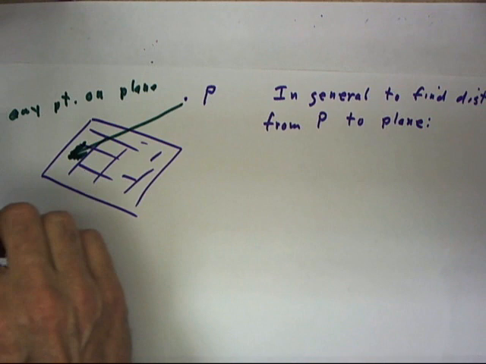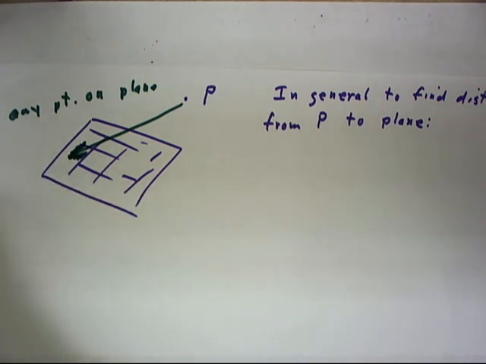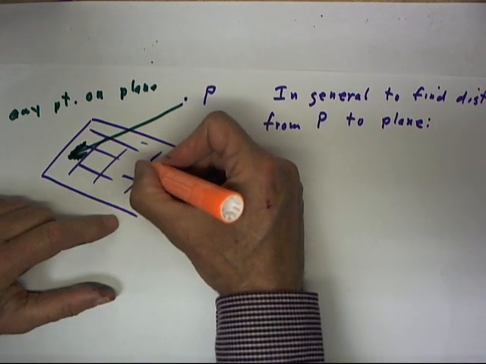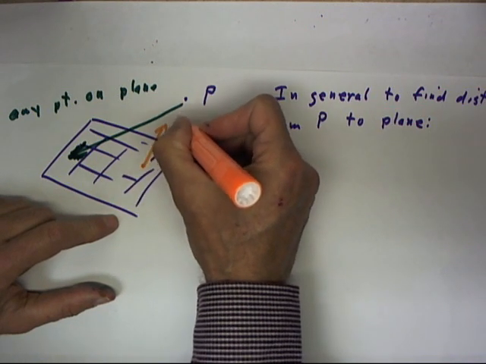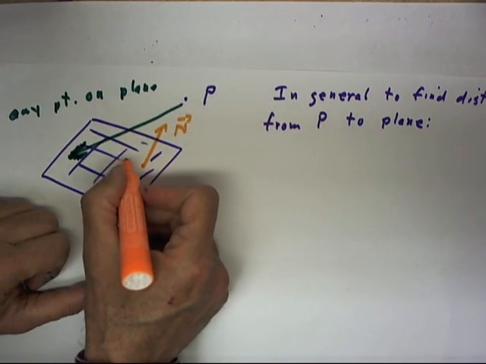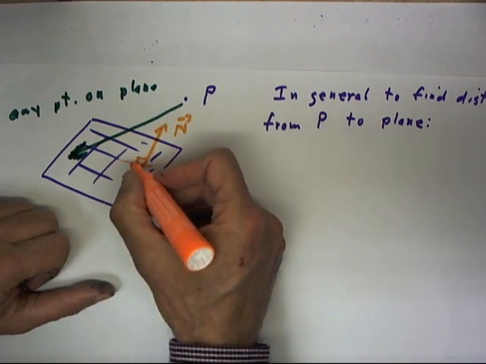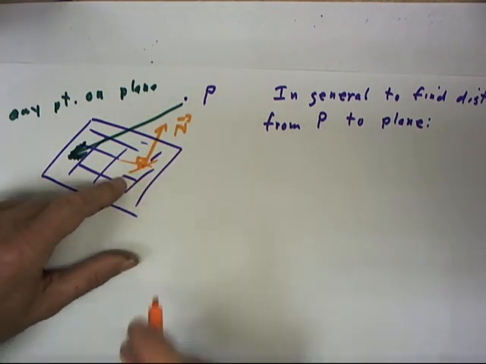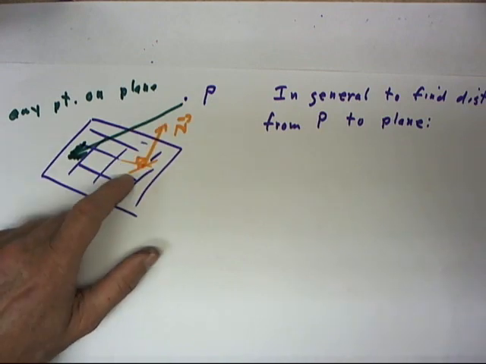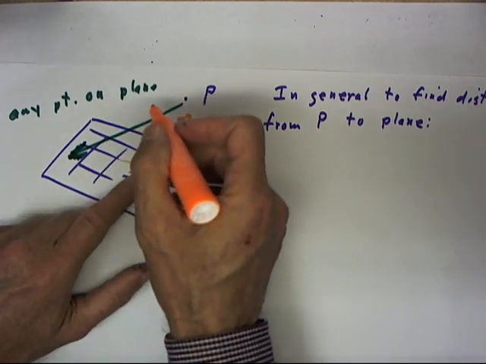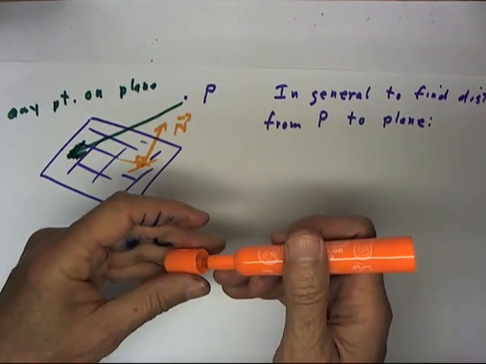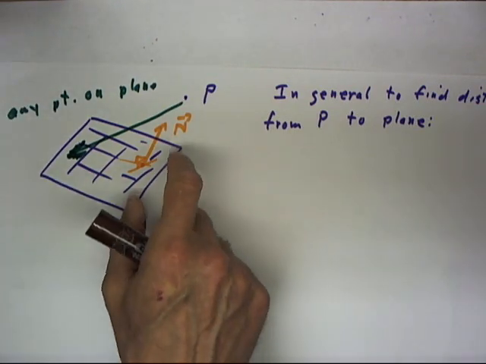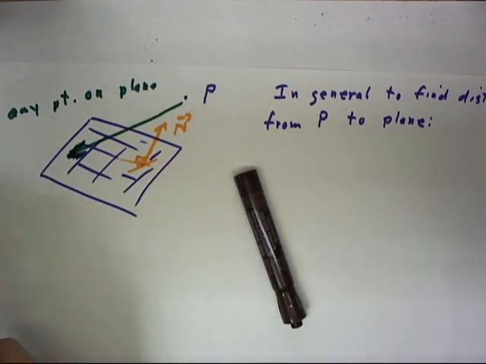So let's use a different color for the normal vector. Let's just say that we have a vector here that's normal to the plane, meaning that any line in the plane is going to be perpendicular to this normal vector. Whatever line you choose will lie at a right angle with the normal vector. Okay, so we have any point on the plane, we have our normal vector, and our distance is just the projection of this vector, which I should probably name.